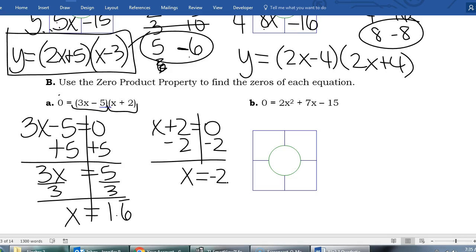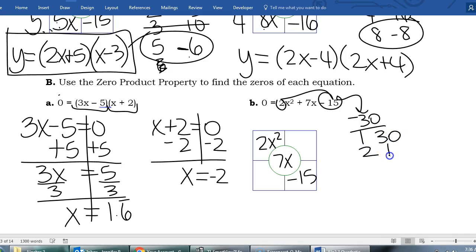Letter B, we're going to do the whole thing. We are going to take our general form equation and we are going to factor it. And I'm looking for 7. And I want it to be a positive 7, so 10 take away 3 is positive 7.